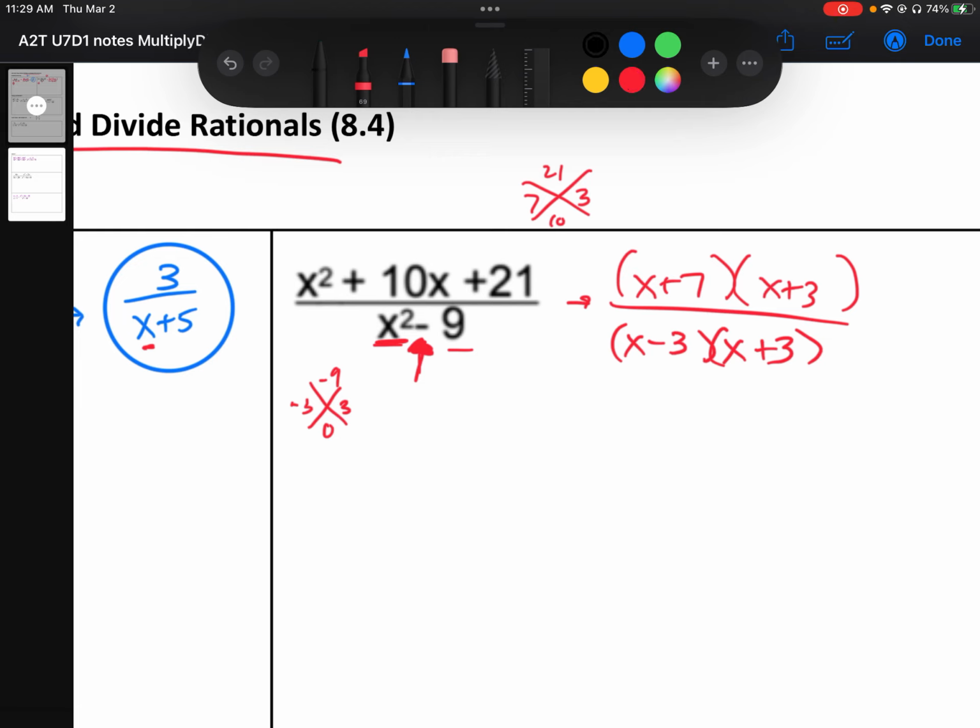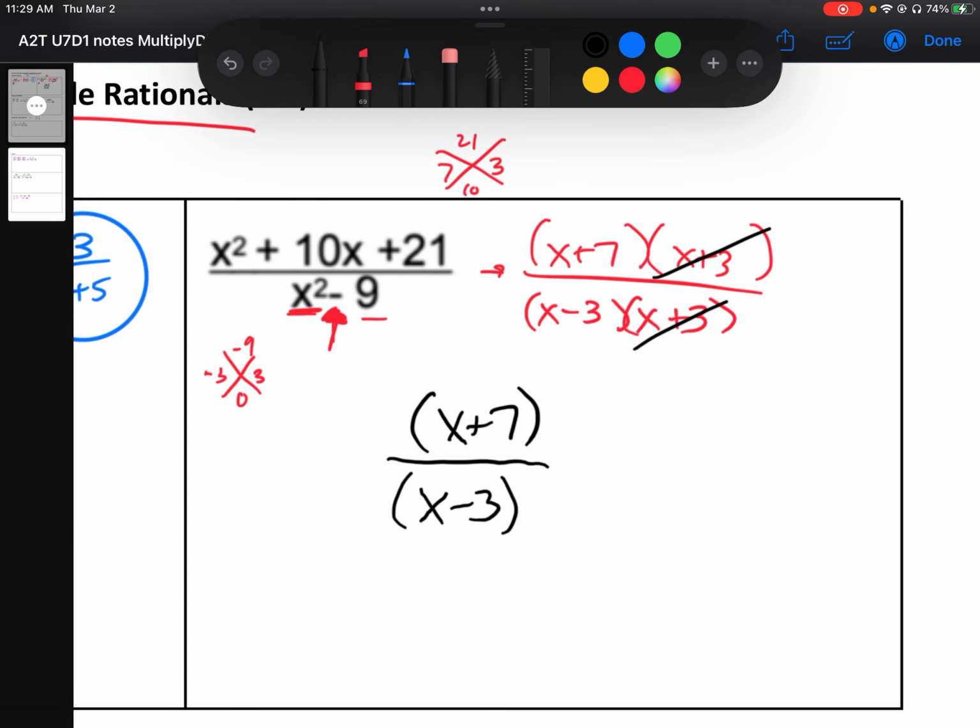The only way I have no b term, no middle term, is if these are opposite signs. And take a look, I have an x plus 3 in the numerator and denominator. They divide out. So I'm left with x plus 7 in the numerator, x minus 3 in the denominator. I don't need parentheses any longer, so I can just write x plus 7 over x minus 3. Now notice, I cannot just cross out those x's because they're both x's. They're still part of a binomial with that plus sign there. So I cannot divide out if they're part of a binomial, meaning there's a plus or minus sign. Final answer.